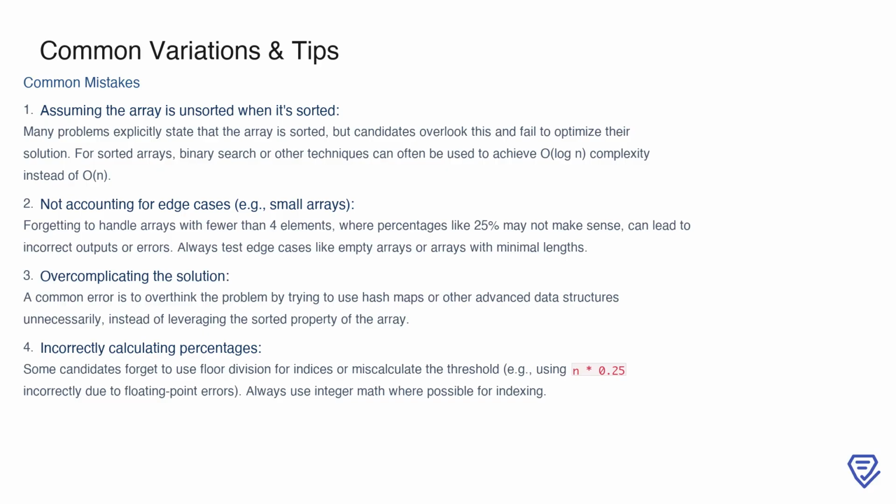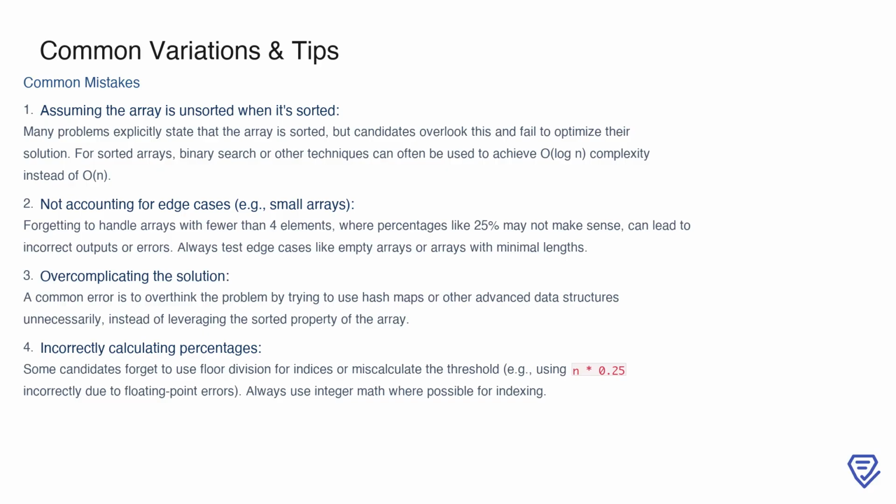First, many candidates assume the array is unsorted, even though the problem explicitly states that it is sorted. This leads to missing opportunities to optimize the solution using techniques like binary search, which can significantly reduce the time complexity to O(log n) compared to O(n) for linear approaches.